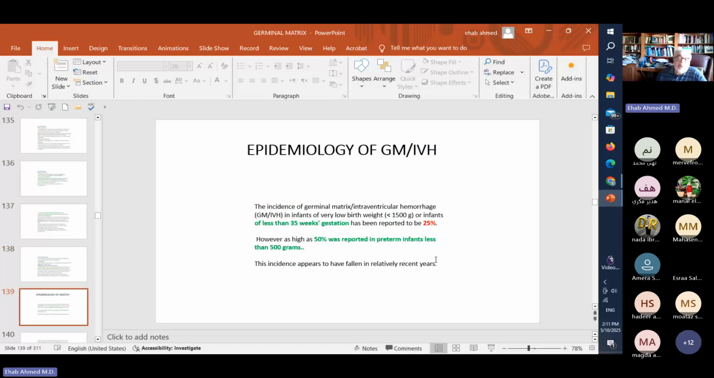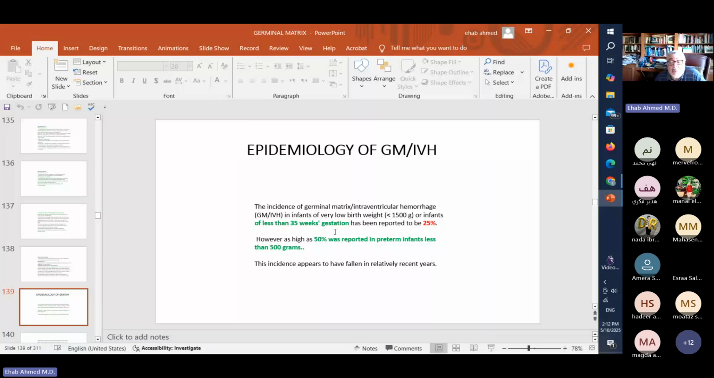Okay, epidemiology. The incidence of GM-IVH is high. Although there are a lot of advances in NICU management, there is a lot of delivery of preterm babies now, as low as 22 weekers can be delivered and resuscitated, and they can live. So the incidence is still high.